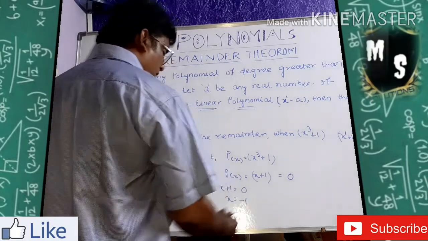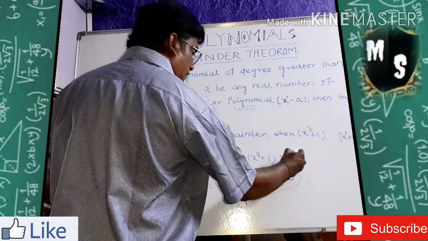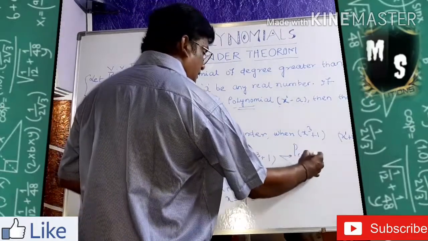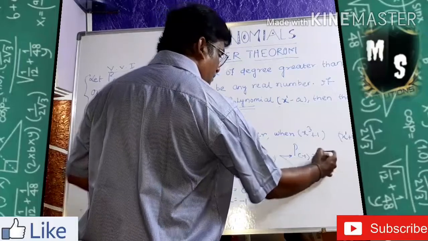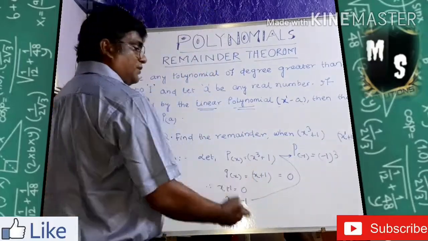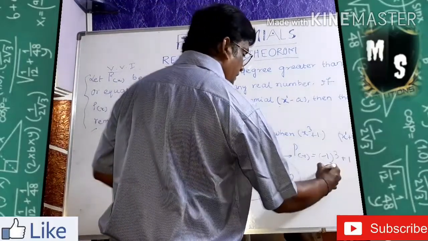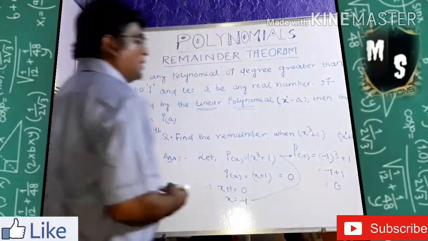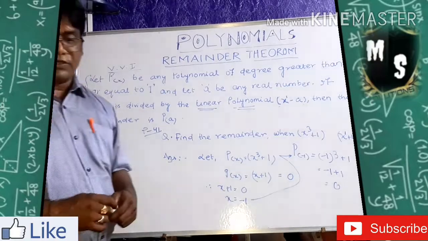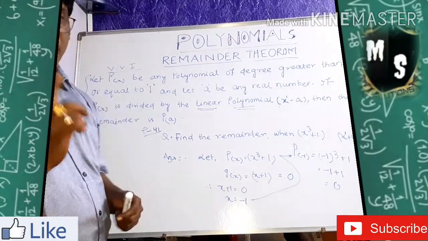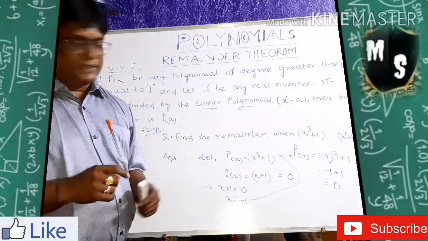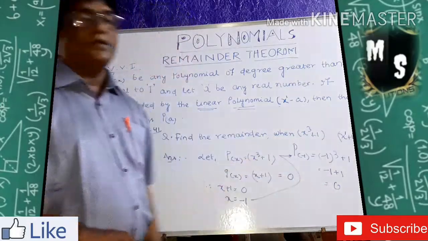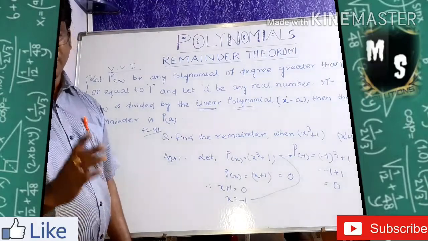So now you see, I am putting p of minus 1. Then what is coming? Minus 1 cube plus 1, since x is minus 1. That is minus 1 plus 1, which is 0. So the polynomial value is coming 0. So by the remainder theorem, when it is divided, it is going to give you the remainder 0.